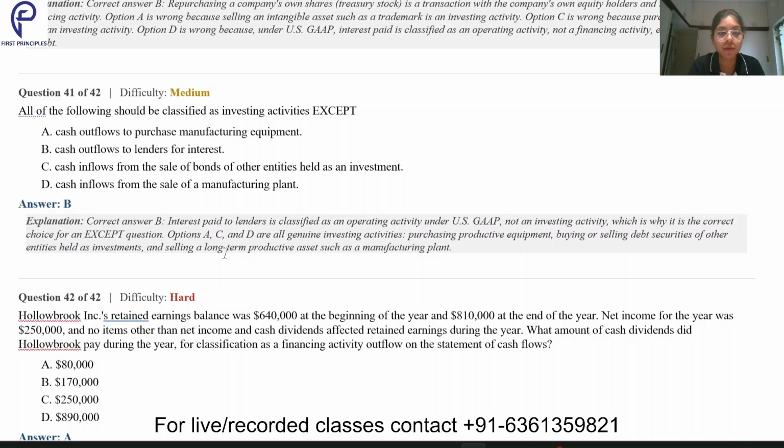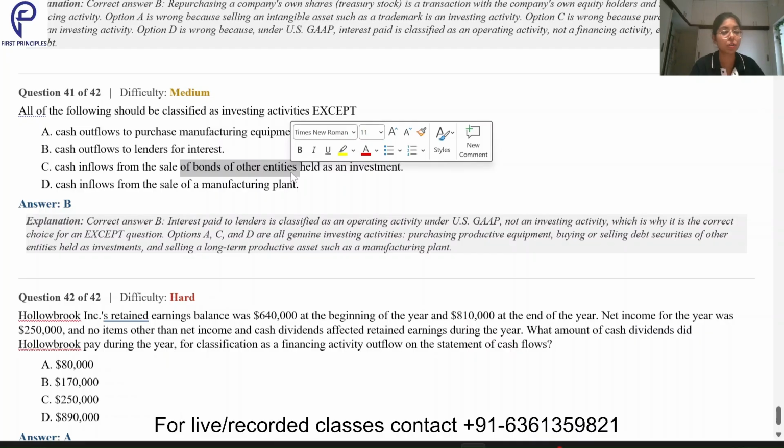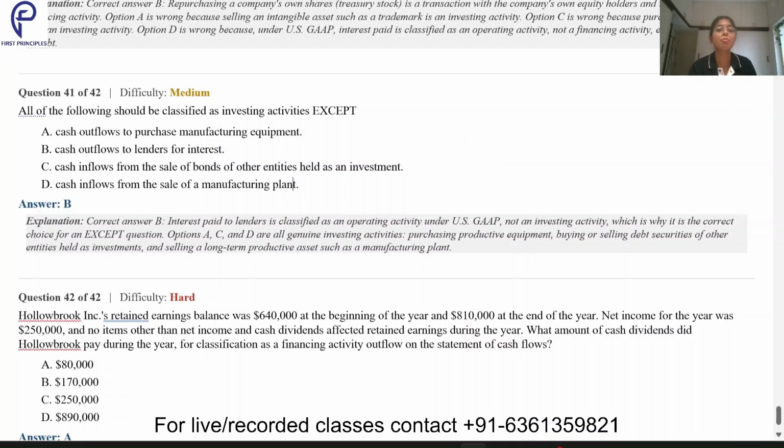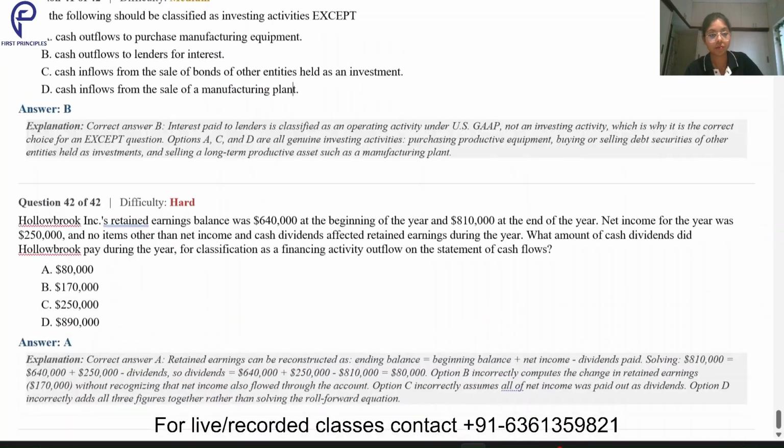Option C, cash inflow from sale of bonds of other entities held as investment. So this will be recorded where? Again, this will be recorded under my investing activity, though it's clearly written sale of bonds of other entities, not my own entity, because if it is the sale of bonds of my own entity, it will go under the financing activity, but this is for investment purposes, so it will go under the investing activity. Option D, cash inflows from sale of a manufacturing plant. Again, this is also my investing activity, so automatically option B is my correct answer. Why? Because option B is my operating activity.